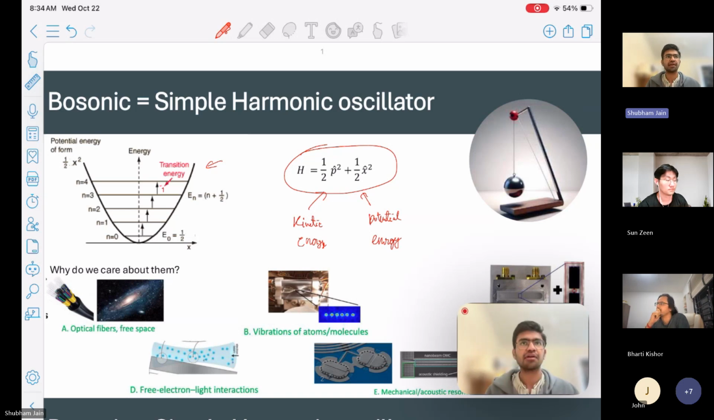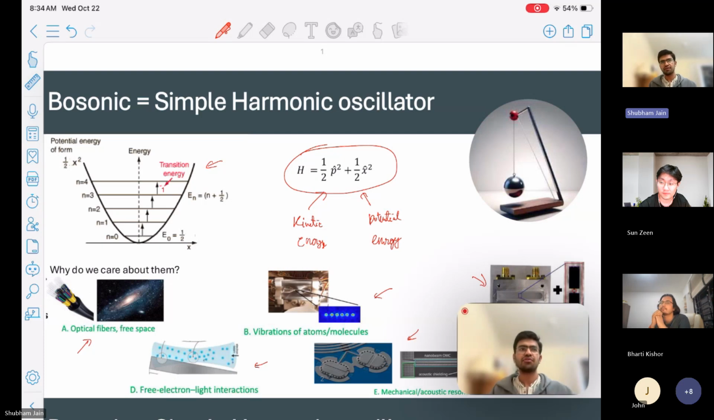But okay, so why do we care about these bosonic systems? Why can't we just use qubits? Well, one thing is they occur naturally in a lot of physical systems. For example, we have optical fibers, which naturally allow the simple harmonic oscillator structure. We have these vibrational degrees of freedom of atoms and molecules. We have microwave cavities, which is one of the largest platforms for implementing bosonic codes.